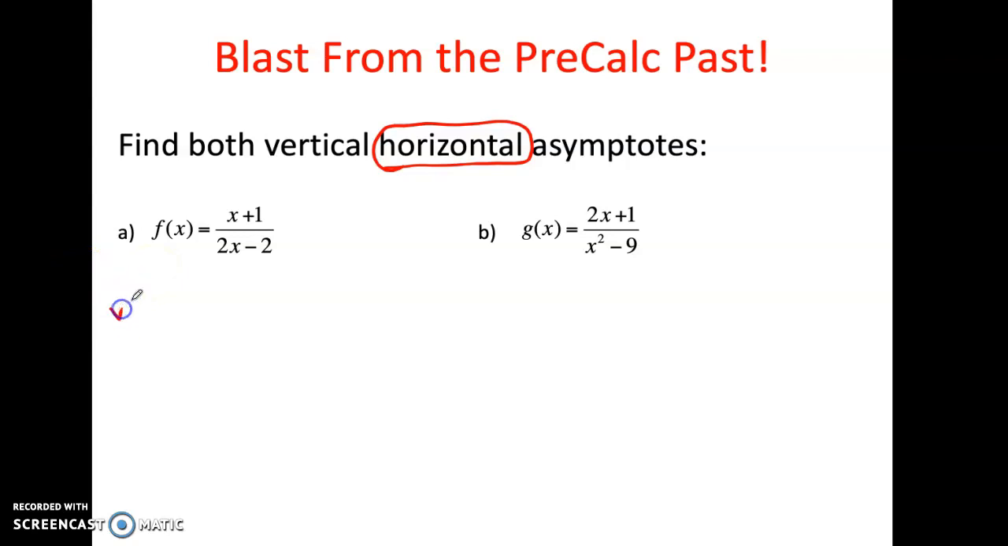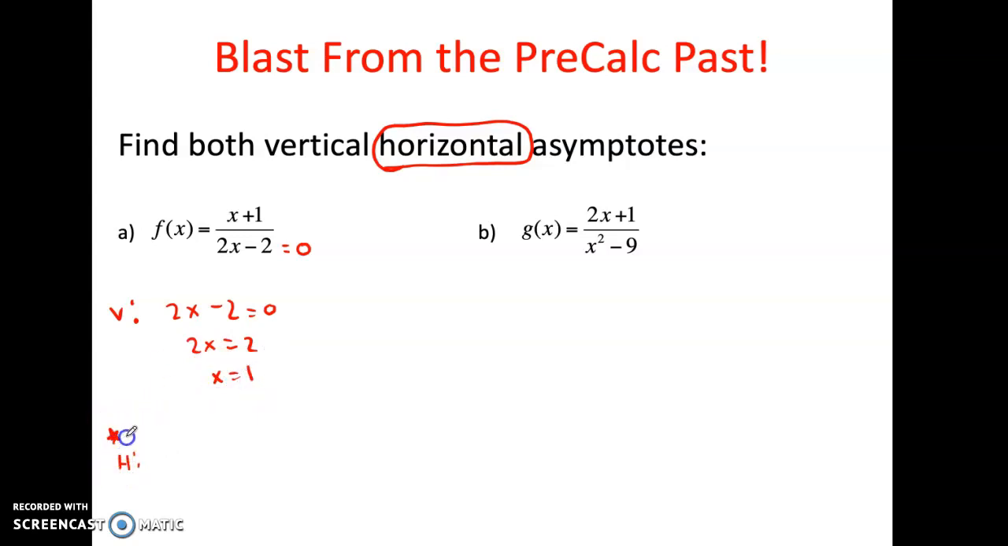Vertical asymptote is, again, where the function's undefined at x. So in the denominator, you set the denominator equal to 0 because you want to know what value will make it 0, which cannot exist. So set it equal to 0 and solve. So x equals 1 is the vertical. Again, that's just the review.